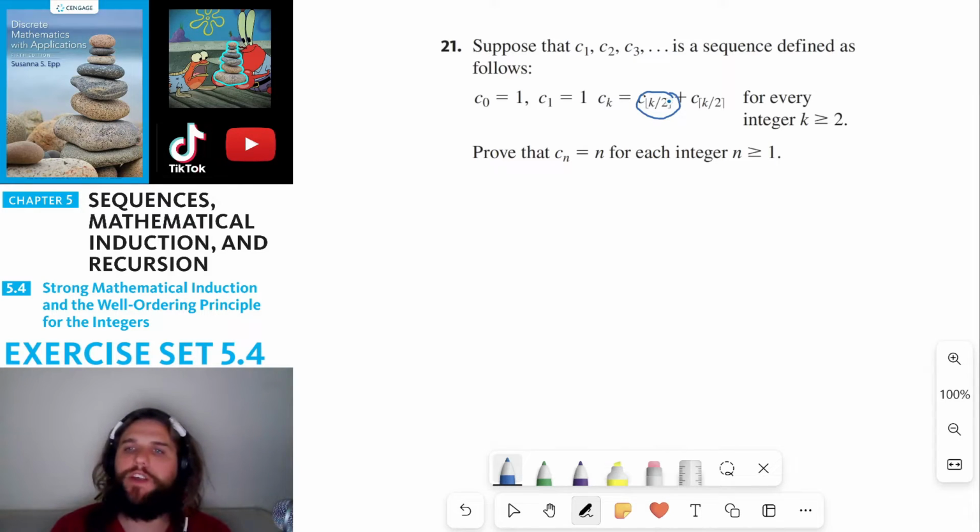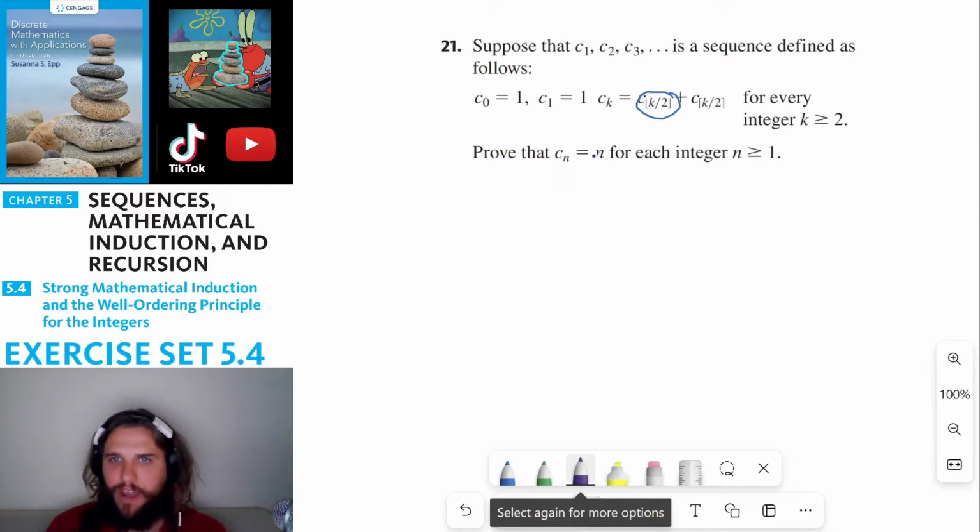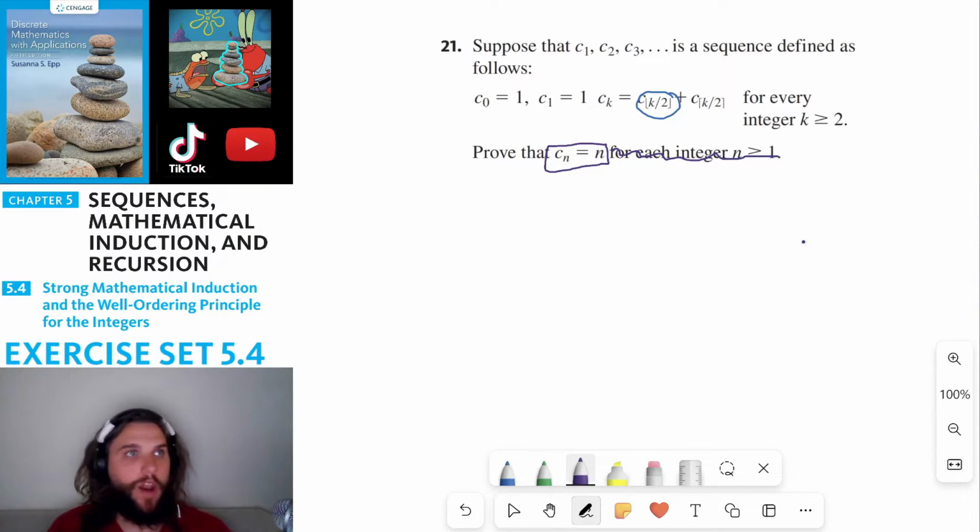So we're going to prove this with strong mathematical induction. First, we're going to identify the predicate P of n, which is the thing that we're proving minus the universal quantifier portion. So this part here is our P of n.